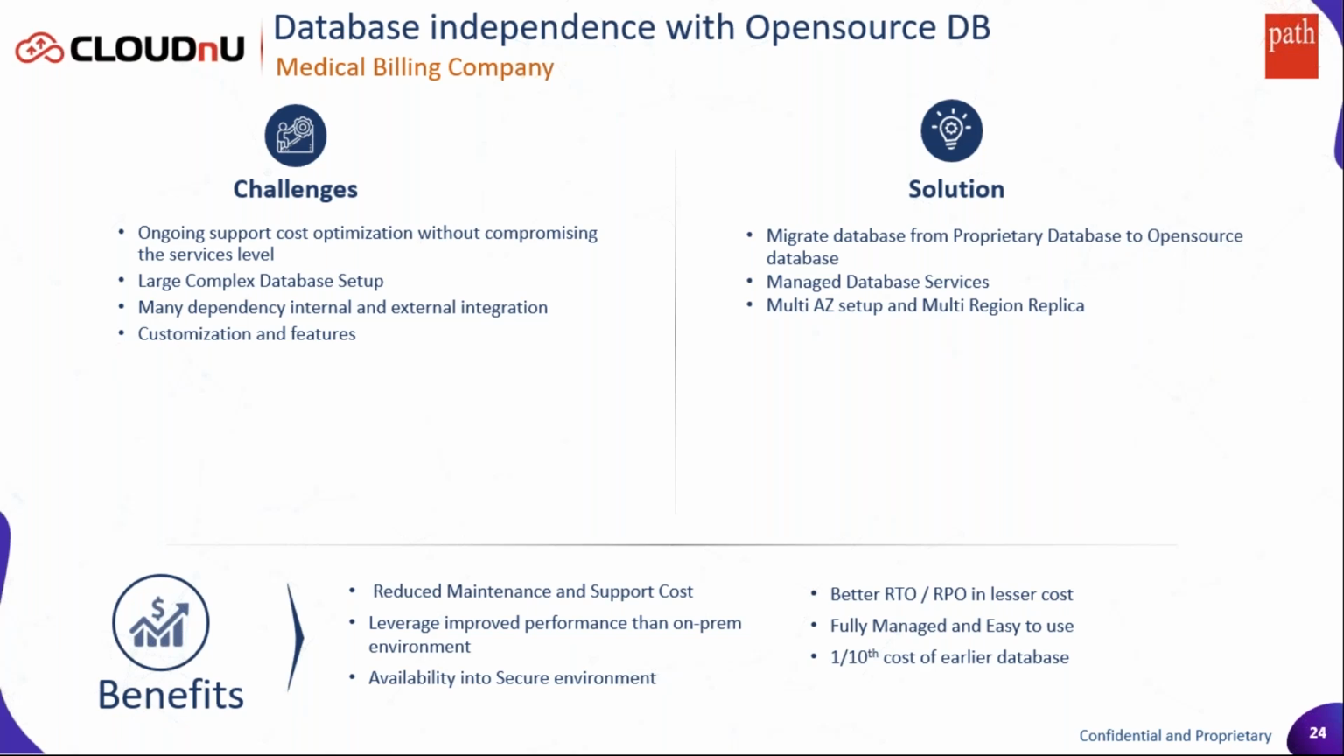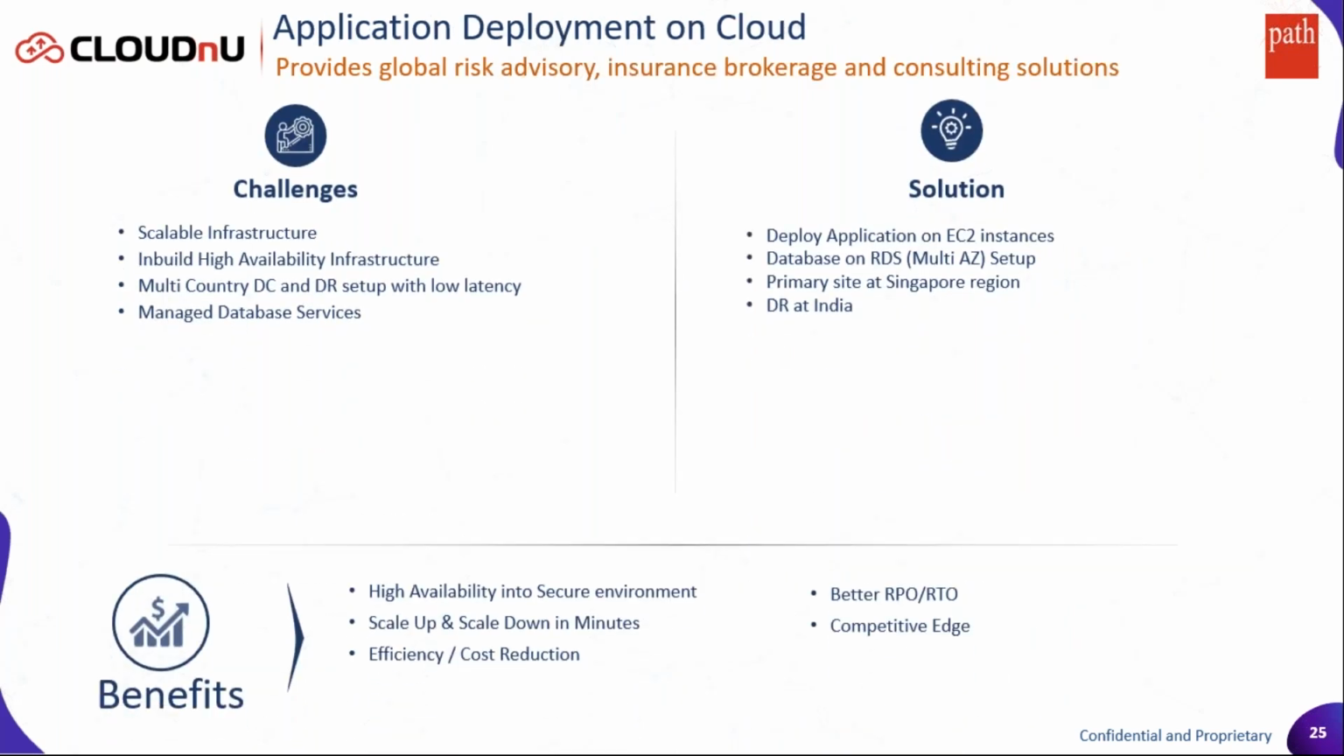In the next case study, the customer provides global risk advisory, insurance brokerage and consulting solutions to their multiple customers. We helped them to modernize their applications on AWS using Oracle database on RDS with multi-AZ deployment for higher availability, and applications on EC2 instances with the auto scaling feature. And the backup is using snapshots. Also, you can move that snapshot backup to the secondary region for better availability. The result was better availability, better security, and less maintenance overhead in a secure environment.